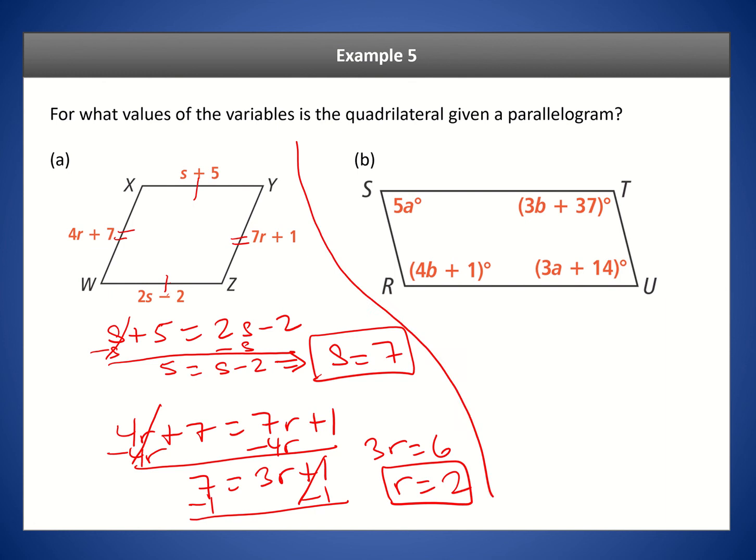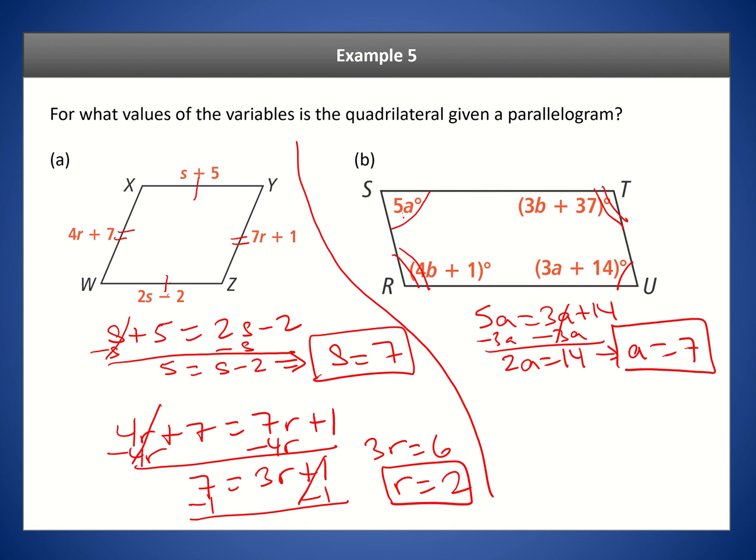Okay, let's look at part B. We know that opposite angles are congruent, and these opposite angles are congruent as well. So we're going to set them equal to each other for a parallelogram. So 5a equals 3a plus 14. All right, we'll subtract 3a on both sides, leaving us with 2a equals 14, which means that a has to be 7. 7 times 2 is 14.